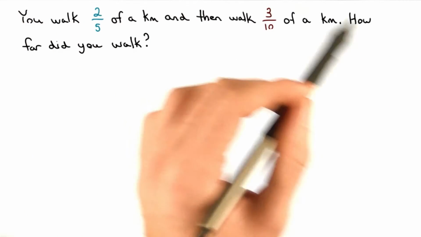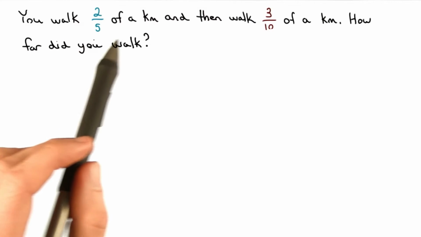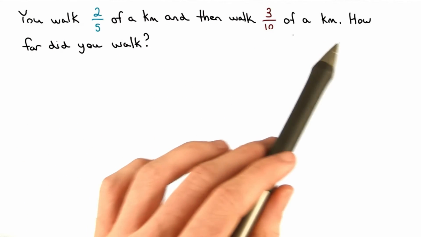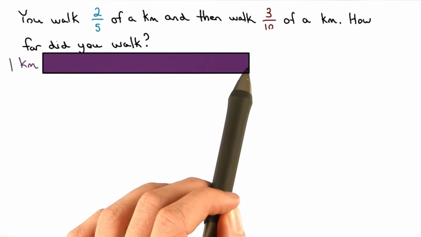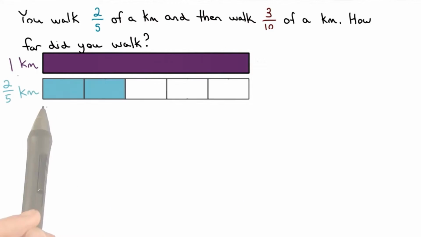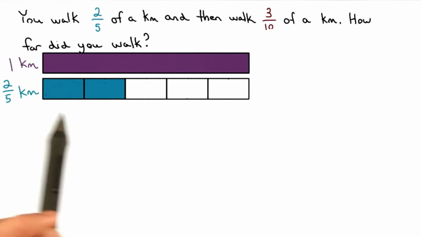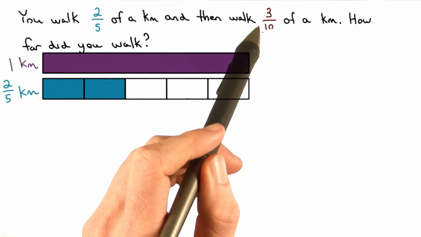Okay, I've rewritten our problem at the top. You walk 2/5 of a kilometer and then walk 3/10 of a kilometer. How far did you walk? Let's picture this using a kilometer. I'm going to draw a bar that represents a kilometer. So this distance, or the full bar, would be 1 kilometer. 2/5 of a kilometer would only be this much. Let's do the same thing for 3/10.